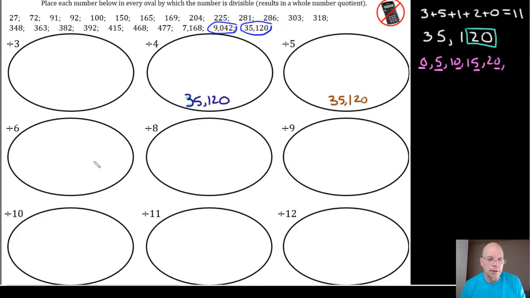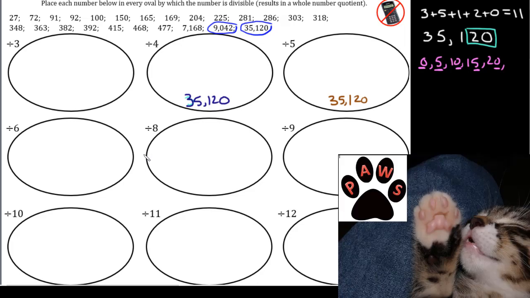What I'd like you to do during the pause is refer to your notes. We've taken detailed notes with many examples for all of these divisibility rules. Attempt to apply the divisibility rule for 6, 8, 9, 10, 11, and 12 to 35,120, and then come back after the pause and see how you did. Pause.